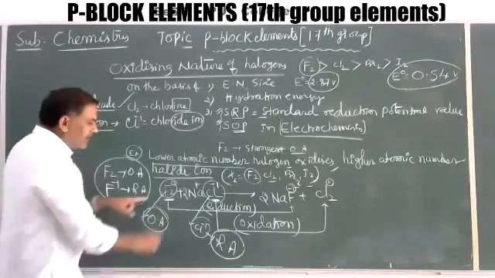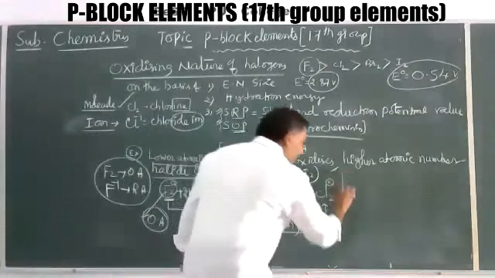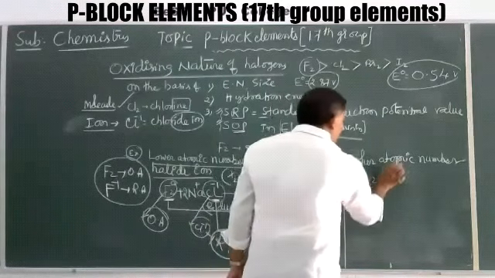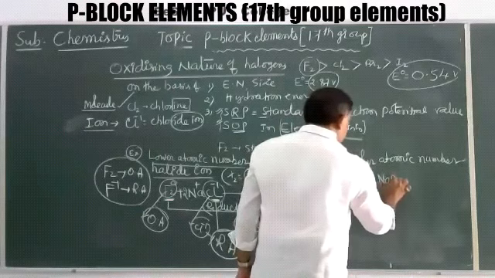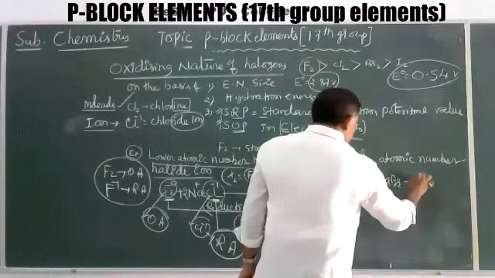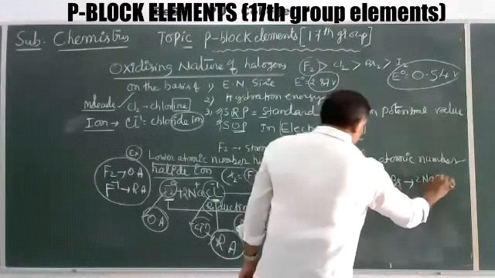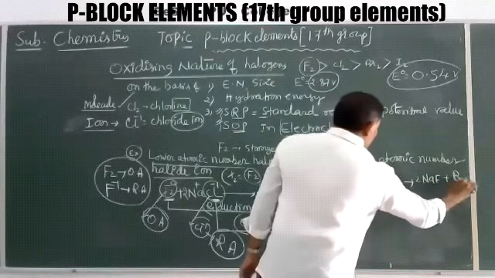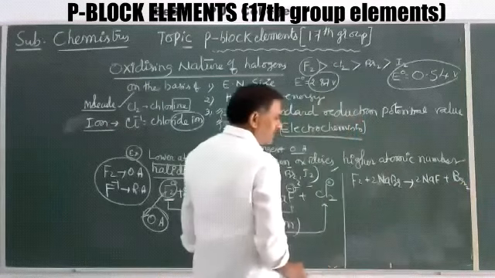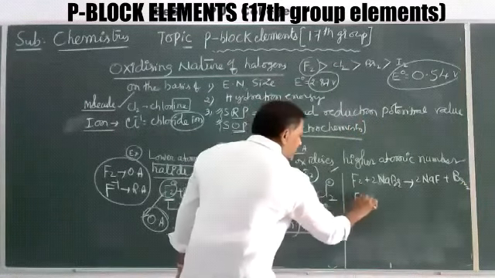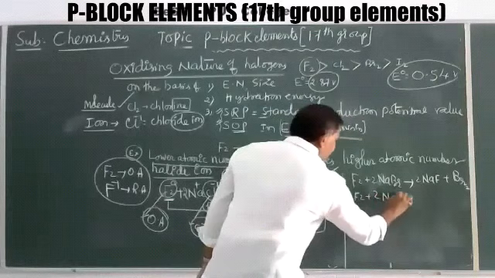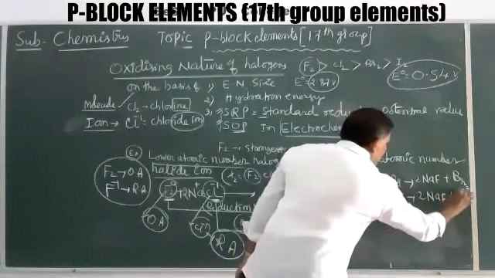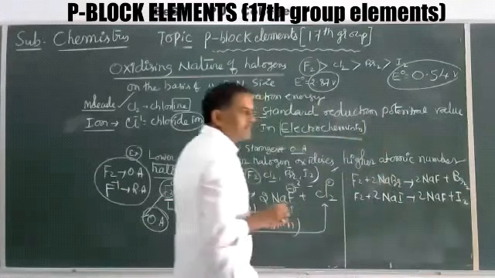Similarly, if you continue, F2 reacts with 2NaBr, sodium bromide. It gives 2NaF, sodium fluoride, plus Br2. Here the Br2 gas is liberated. Here F2 reacts with 2NaI and gives 2NaF, sodium fluoride, plus I2 gas is liberated.